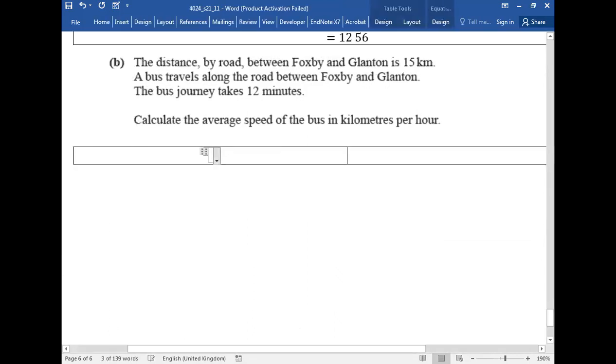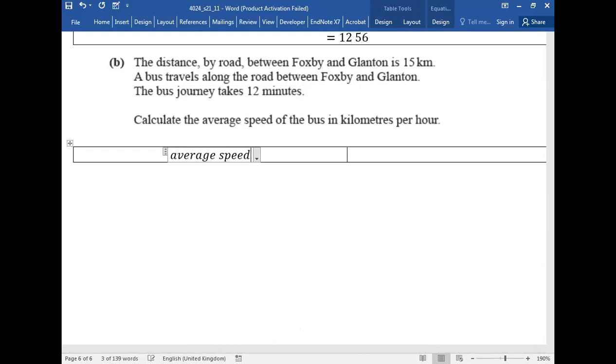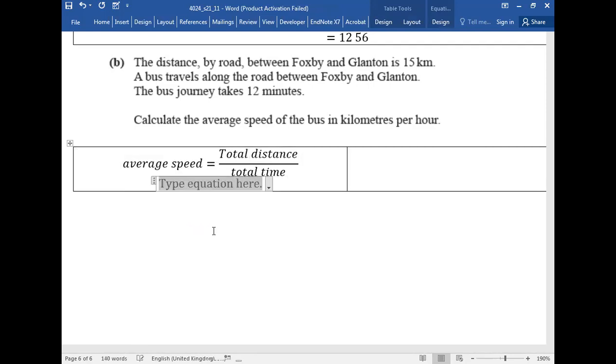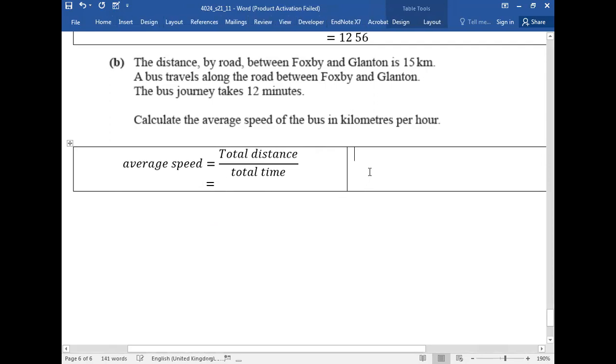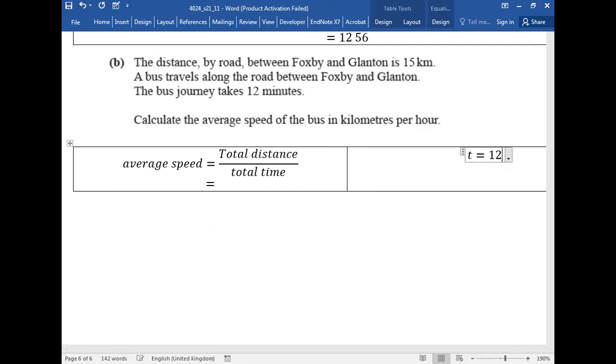What is speed? Average speed is... very good. It is total distance divided by total time. I've told you people never just focus on getting the answer, understand what we are doing and why we are doing so. We know the distance in kilometers, but we need the time in hours. We need the time in hours. So first we need to convert the time, which is 12 minutes.